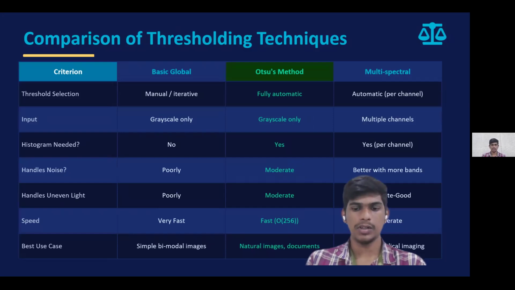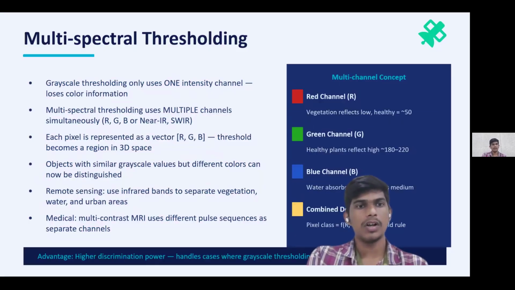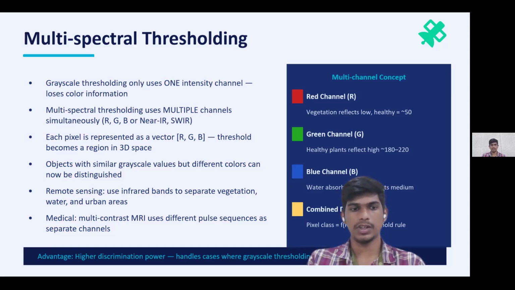Multispectral thresholding means that, instead of grayscale thresholding, which uses only one intensity channel and loses color information, it uses three channels, RGB, simultaneously. Each pixel is represented with a vector consisting of RGB, and the threshold becomes a region in 3D space. So objects with similar grayscale levels but different colors can be distinguished with multispectral thresholding. It is widely used in remote sensing and medical fields. In remote sensing, we can segregate vegetation, water, and urban areas by using the three channels red, green, and blue.